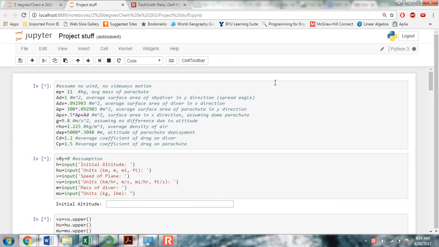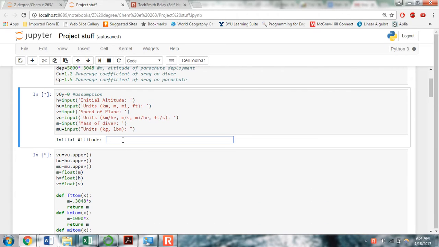Alright, so here we have initial assumptions. They include the average surface area of the skydiver, of the parachute, and the coefficients of drag for both of those. These numbers we researched, and these are what we came up with.